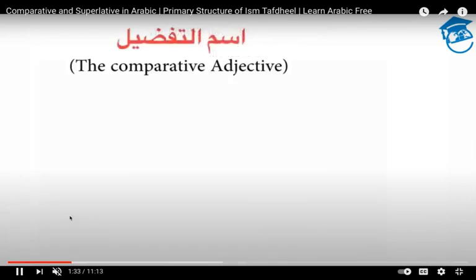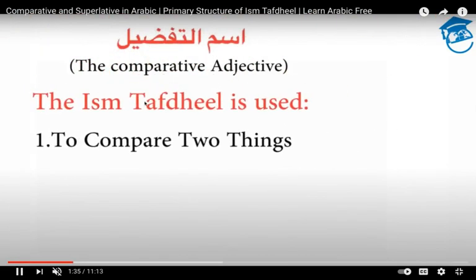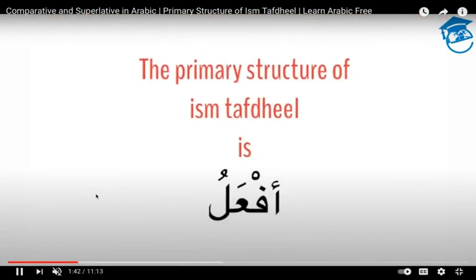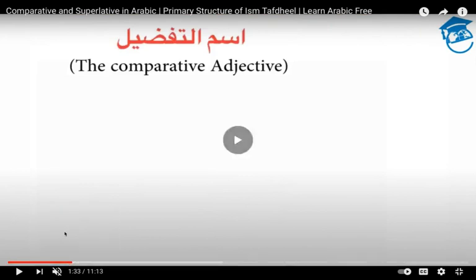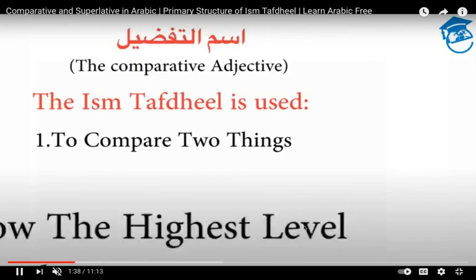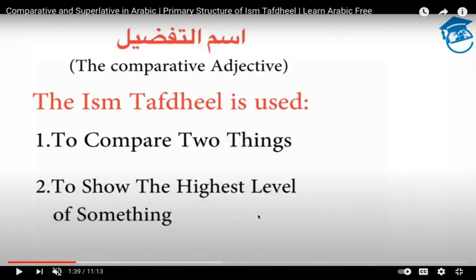Now let's go to اسم التفضيل, or the comparative adjectives. So اسم التفضيل is used for two things: to compare two things, and to show the highest level of something. When I say to compare two things, it could be things or people.